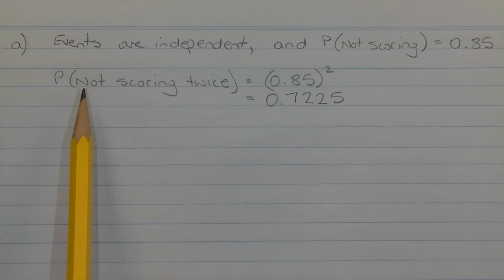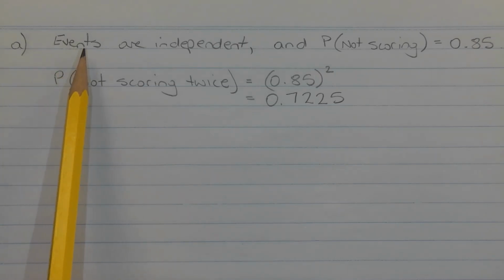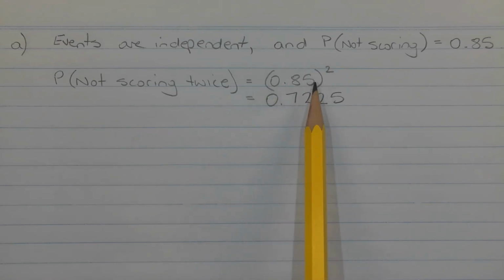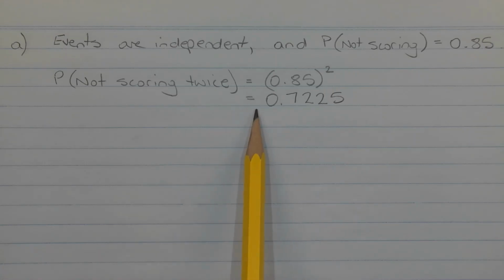So the probability of not scoring twice is 0.85 times 0.85. And that's why I stated earlier that the events are independent. So all we have to do is multiply the two probabilities together. So 0.85 times 0.85 or 0.85 to the power of 2 equals 0.7225.